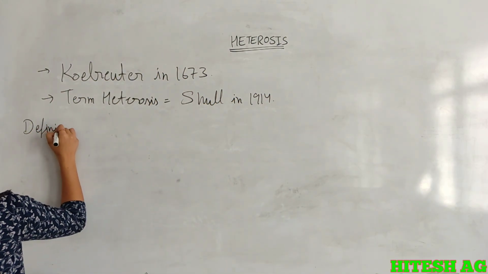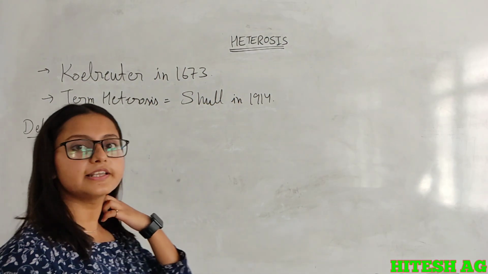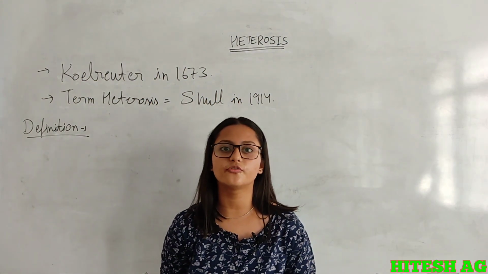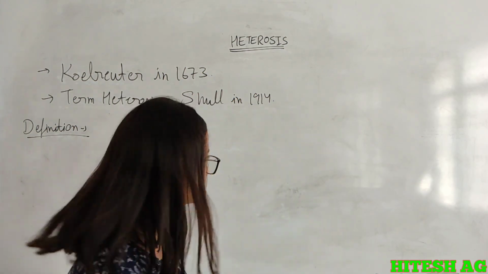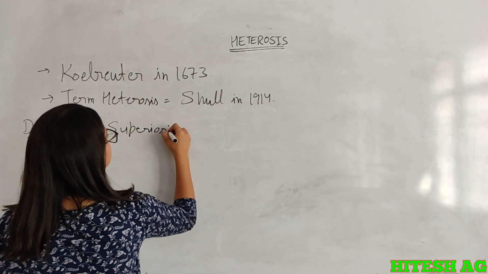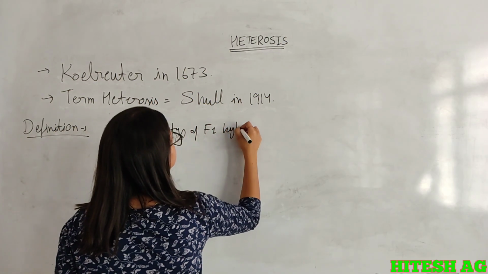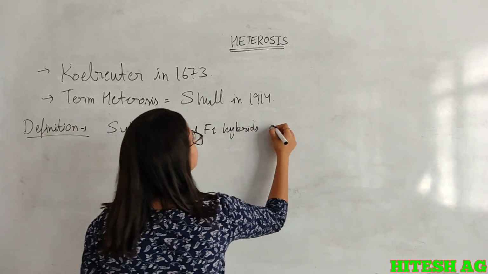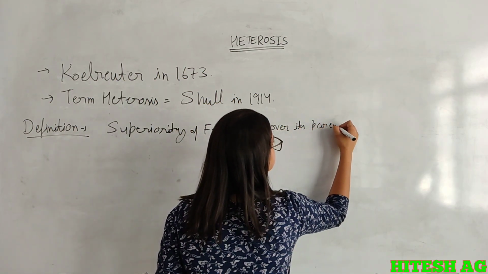What do you mean by heterosis? What do you understand by it? So basically heterosis is the superiority of F1 hybrids over its parents, both of its parents. Let me write it. Superiority of F1 hybrids over its parents that are used in its growth.